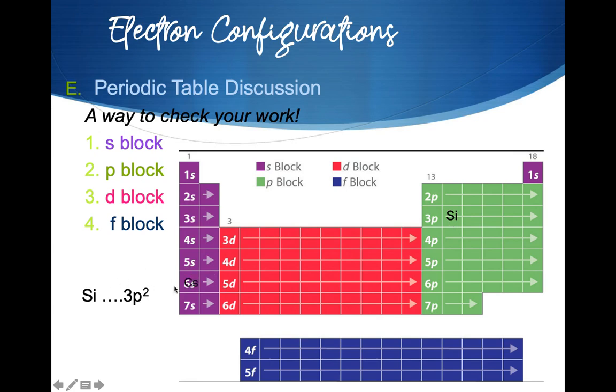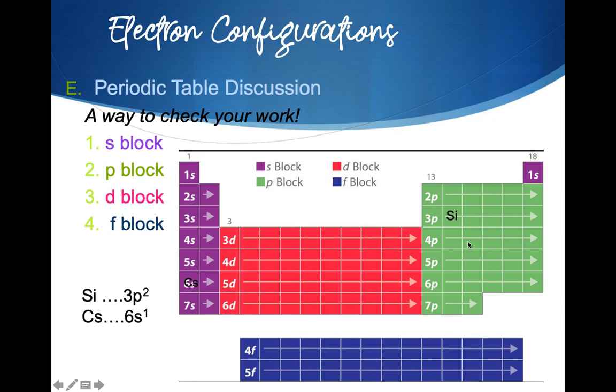Let's check it for cesium. So cesium was right here, which means that it should end in 6s1 because it's in the sixth row, the first column of the s block. And it was. If you look back at what we wrote out, 6s1. So the last part of the electron configuration matches the location on the periodic table. So whatever element ended in 3d3 would be this element. Whatever element ended in 7p2 would be this element. And then that pattern continues.